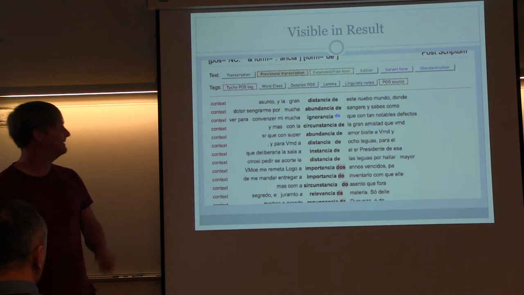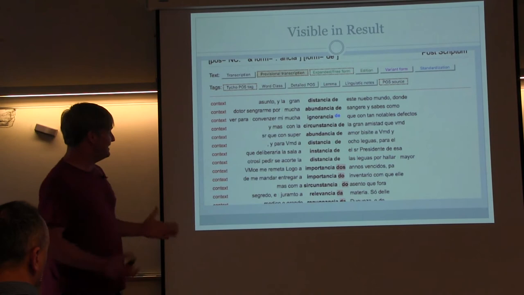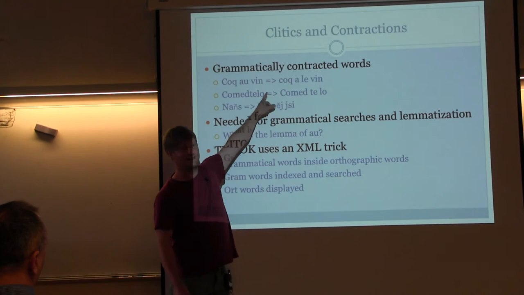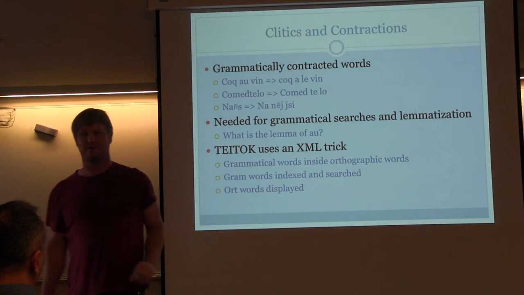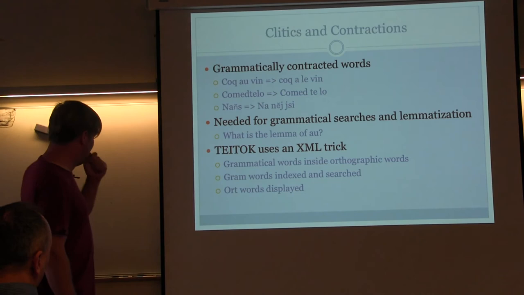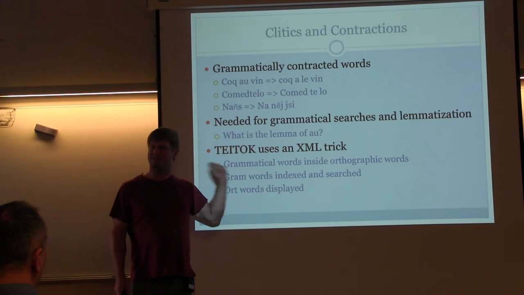So that's why people did a lot of attempts to make that not happen. They want to have the corpus example actually be the way they are written. But here you have a problem. We have one orthographic word, but two grammatical words. So TEITOK uses a trick to get around that. So those are the cases like the O in coq au vin, which is actually like coq à le vin, or nains, which is actually nan ne si, if I'm not mistaken, because I don't speak Czech. So you need to split them, because otherwise you can't add POS and the part of speech tag and the lemma, because they don't have a lemma. But you want them to be kept together as well, because that's how they're written, and we want to keep the original document. So TEITOK uses an XML trick, which is actually adds grammatical words inside orthographic words.